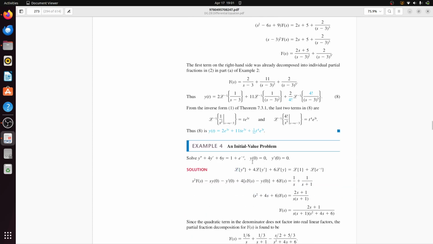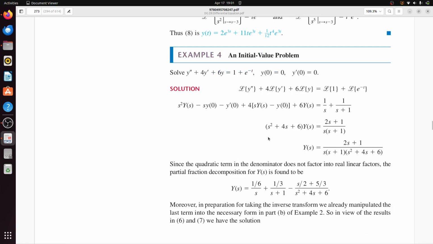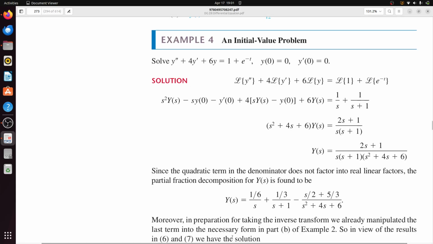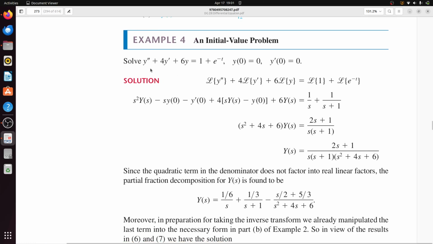So let's move without a delay, let's move to the next problem. Here we once again try to solve an initial value problem. And what is the problem? The problem tells that you need to solve d2y, oh sorry, this problem. This problem is like the second problem which I have just discussed, where we have determined the inverse Laplace transformation.